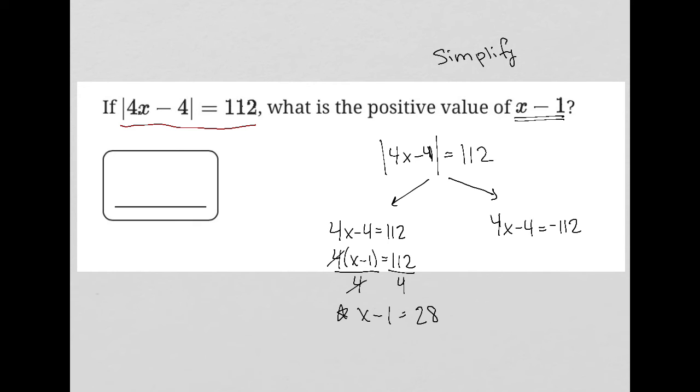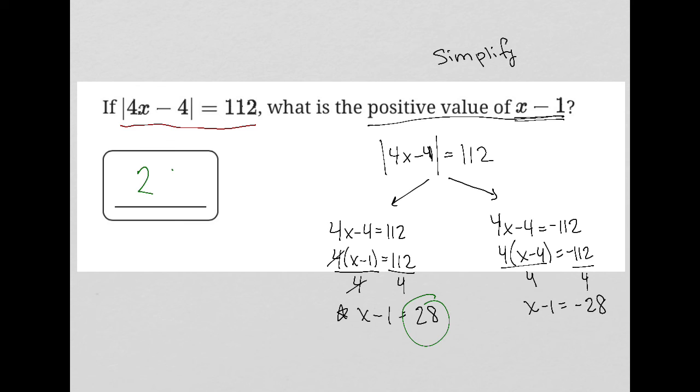I know that also because if I were to factor out 4 on this side for this equation, right, I'd still divide both sides by 4, but what I'm going to get here is a negative value, right? So I'm going to get x minus 1 is equal to negative 28. And that's not what I want. I want the positive value of x minus 1. So my correct answer here is 28, and that's what I'm going to select.